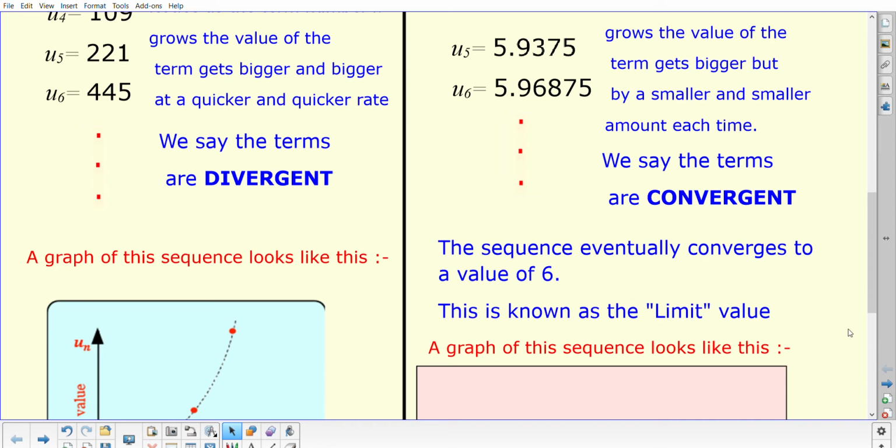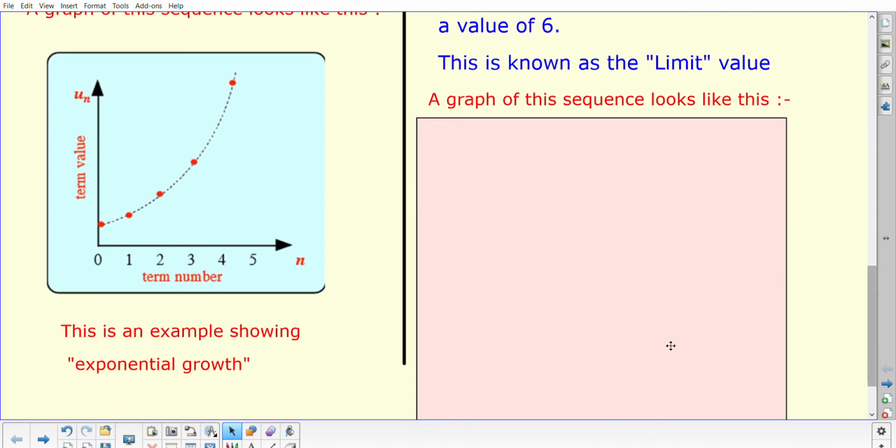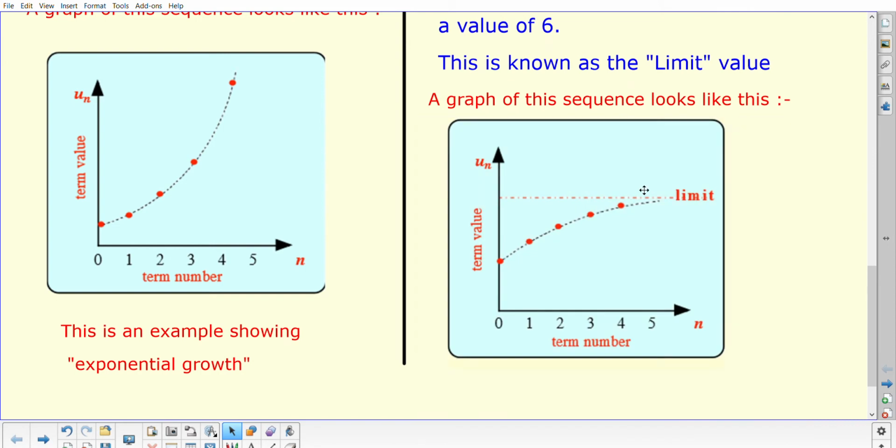and that value is known as the limit. What happens with your graph in this case is that it levels out, so it reaches this limit value and doesn't get any bigger, whereas the one on the left, that type of sequence, was getting bigger and bigger all the time.